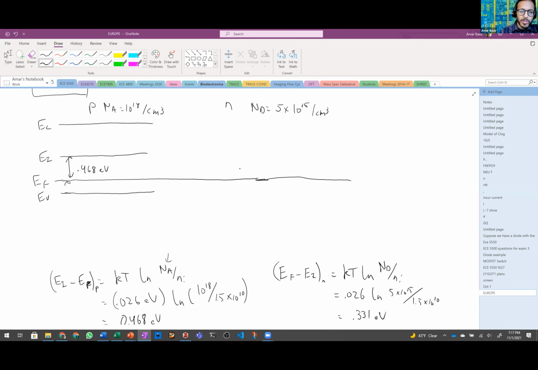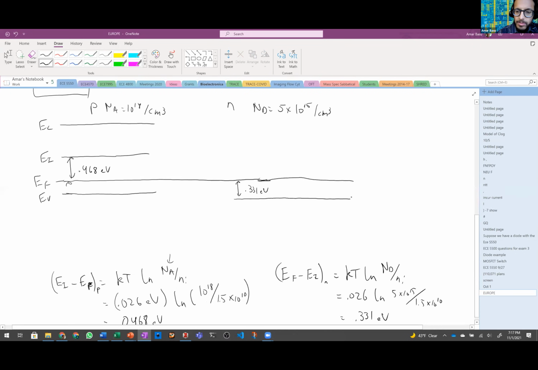And so the next part we do is we draw the right side of the diagram. And we start with the EF minus EI. So that means the distance between EF and EI here is going to be 0.331 electron volts. And just to draw it to scale a little bit, this was 0.468, so 0.331 will be a little bit less than that. Okay, so this is the EI on the P side. All right, and then we can draw out the conduction band.